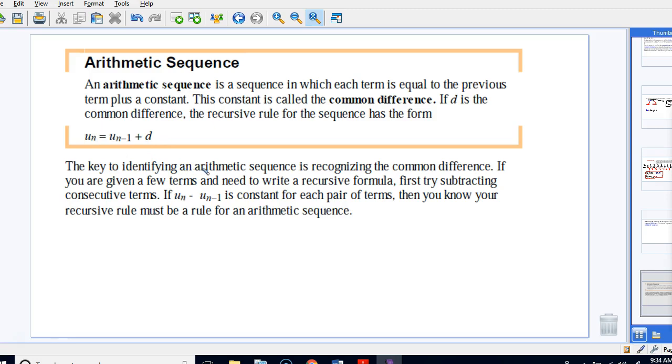So the key to identifying an arithmetic sequence is recognizing the common difference. We want to know what number you add or subtract from the previous term to get to the next term. If you are given a few terms and need to write a recursive formula, first try subtracting the consecutive terms. If u sub n minus u sub n minus 1 is constant for each pair of terms, then you know your recursive rule must be a rule for an arithmetic sequence.